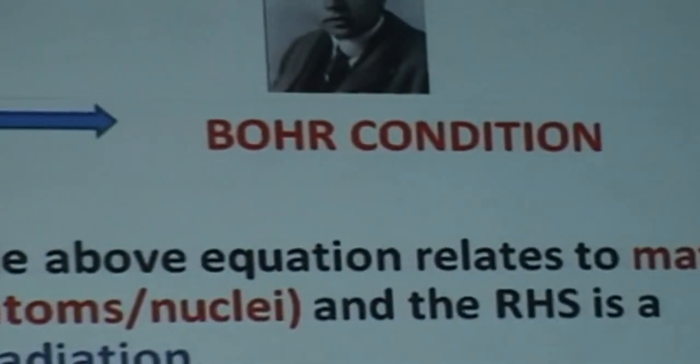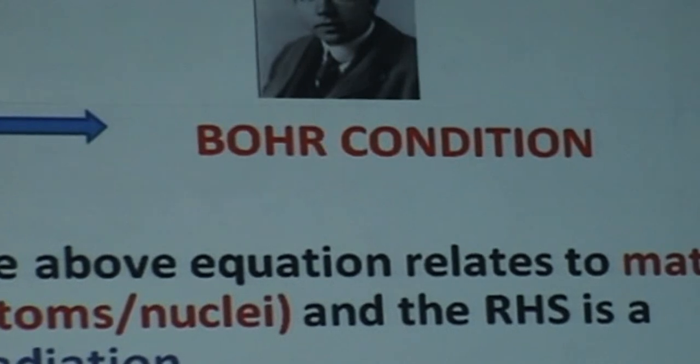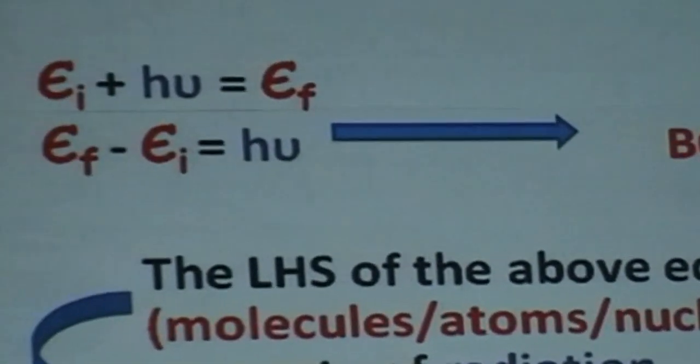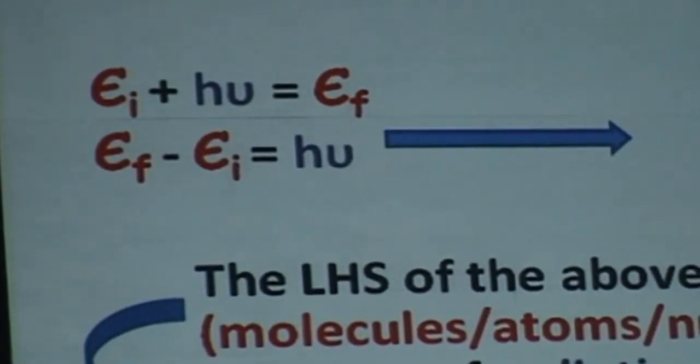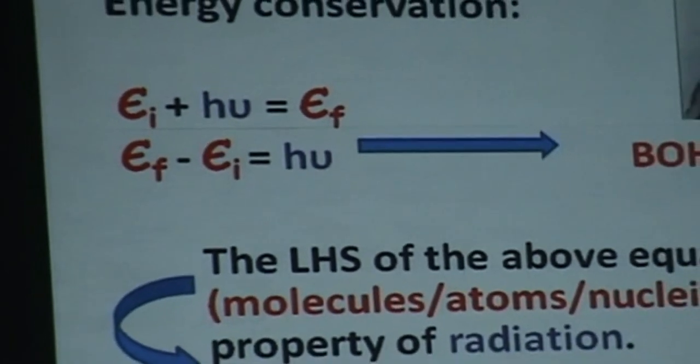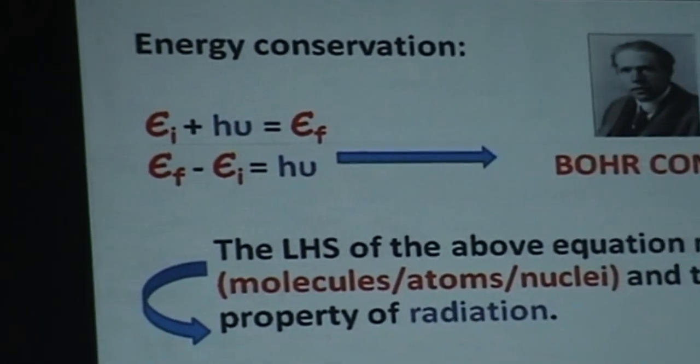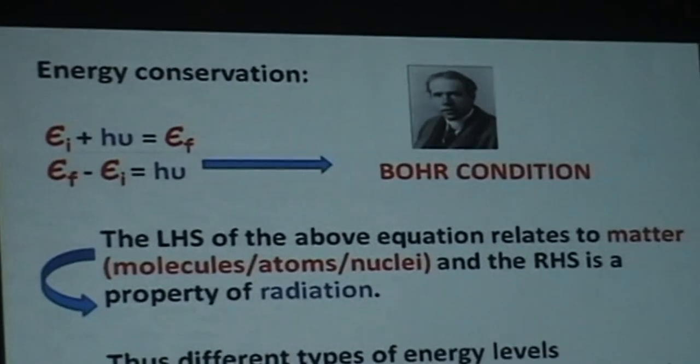Now look at the left hand side. The left hand side is epsilon f minus epsilon i, the energy of matter in the final and initial states, which are different. So that part depends on matter.